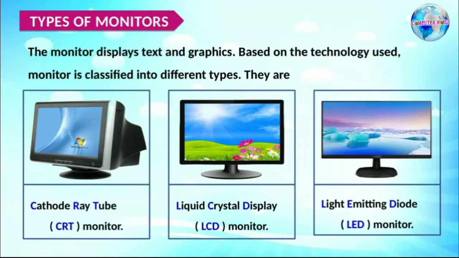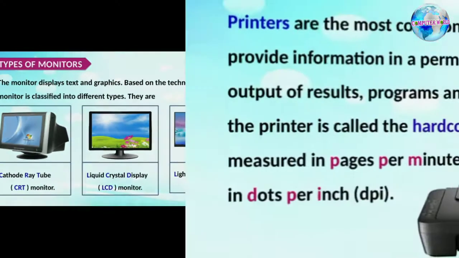Types of monitors. The monitor displays text and graphics. Based on the technology used, monitor is classified into different types. They are CRT monitor. The full form of CRT is cathode ray tube monitor. LCD monitor. The full form of LCD is liquid crystal display monitor. LED monitor. The full form of LED is light emitting diode monitor.